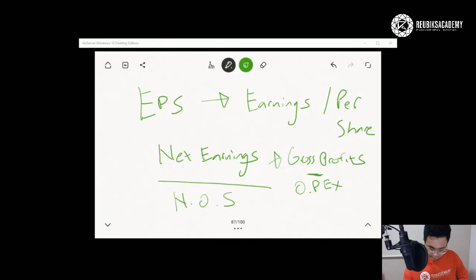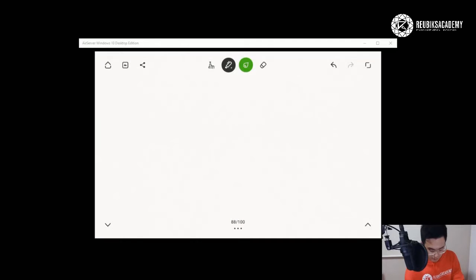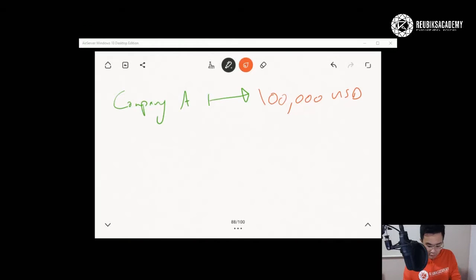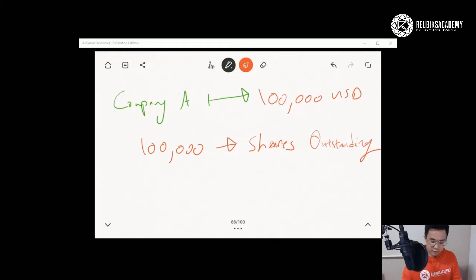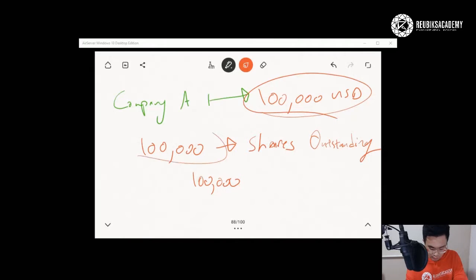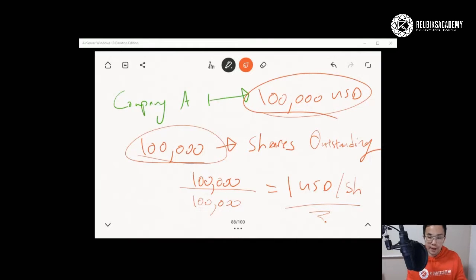So for example, this is company A. They made a total of, let's say, 100,000 USD. And in the market now, there's a total of 100,000 outstanding shares, or shares outstanding. These two terms are used interchangeably. So earnings per share would be 100,000 divided by 100,000 shares, so your earnings per share will be 1 USD. So 1 USD per share. This will be your earnings per share. It's very, very simple to calculate.